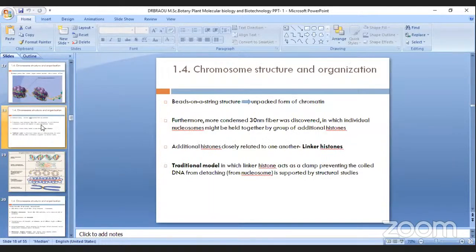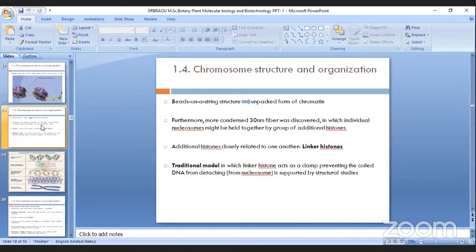This structure is generally called the beads on a string structure. When you unpack the tangled chromatin, then you can see the string-like structure on which you can see the beads. And they also discovered a 30 nanometer fiber.